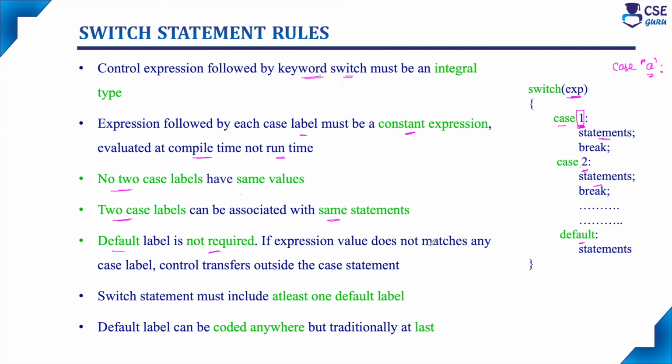If the expression value does not match any of the case statements, in that case we need an alternative, so we specify the default statement. And the default label can be coded anywhere. You can even specify it at the start of the switch statement. Anywhere you can specify the default statement as one of the alternatives. But traditionally we use it at the last, that is, after specifying all the case alternatives, we specify the default alternative. So these are all the rules we need to remember while writing the switch statement in C programming.